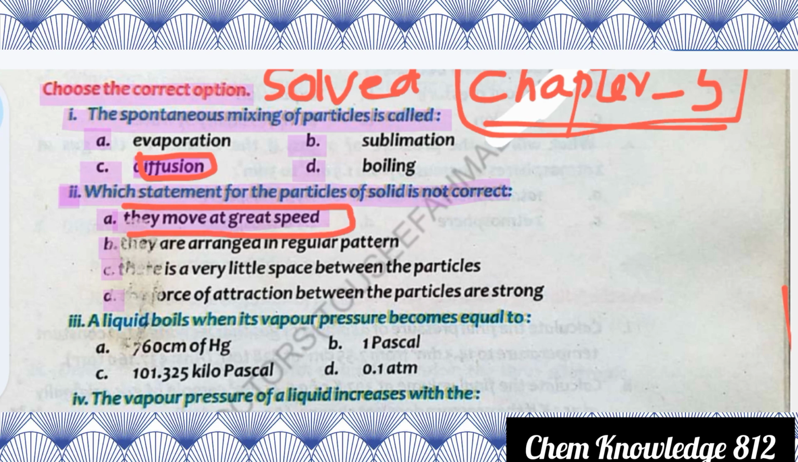In solids, the particles cannot move at a great speed, so this is the incorrect statement. They are arranged in regular pattern; this is the correct one. Because in solid, the particles are arranged in regular pattern, there is also very little space between the particles, and the force of attraction between the particles is also strong. So the first statement is not correct, which is our answer.